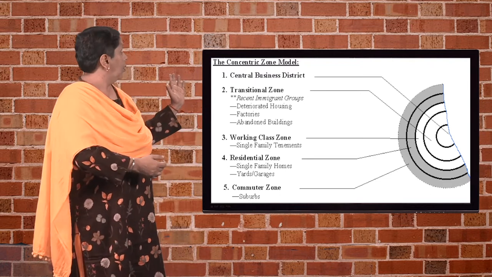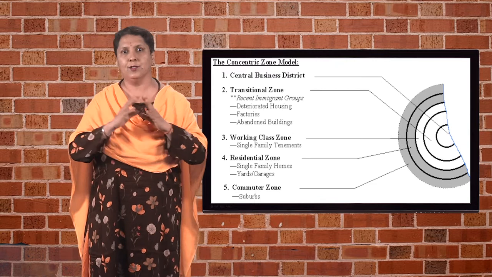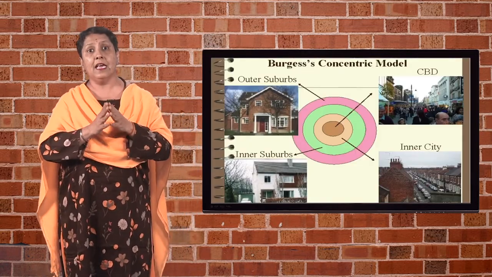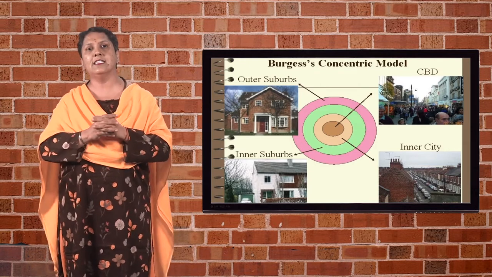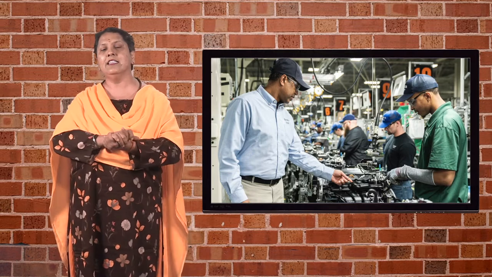The third zone is that of the inner city or working class zone. This area is occupied for residential purposes and is also known as the inner city or inner suburbs. It consisted of houses built to accommodate factory workers but had better condition than the transition zone. This area has a mix of new and old development and generally requires orderly redevelopment.